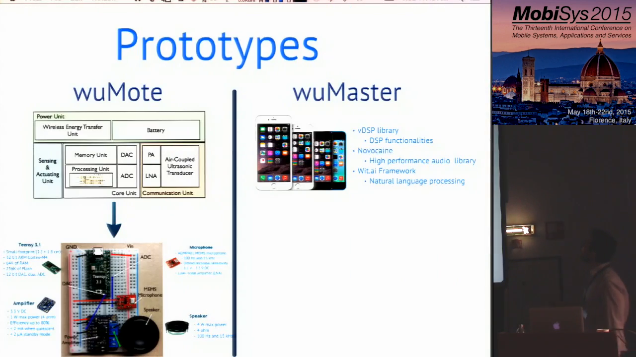The UWear Master is prototyped on top of an iOS platform, so it runs on Apple iPhones. We use the vDSP library provided by Apple, which is very useful for complex operations such as FFT or convolution, so that was great for implementing the physical layer. Then we have Novocaine, which we use for accessing the audio hardware of the device, and the Wit framework, which is basically a speech recognition system.